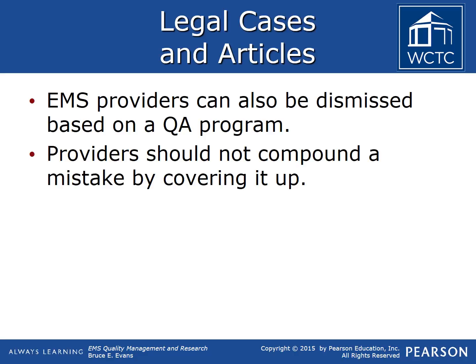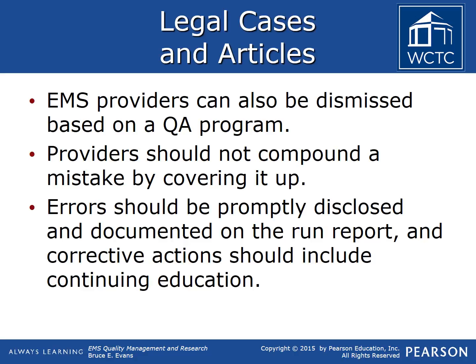With that in mind, providers should not compound a mistake by covering it up out of fear of discipline. Errors should be promptly disclosed and documented on the run report. Corrective actions should be taken, which often includes remedial training or continuing education. Failure to report such an incident is definitely grounds for discipline, which may even include termination depending on the particular facts. Something like that also sends a message that reaffirms the agency's commitment to fully supporting its quality improvement program and the need for providers to self-report when an error occurs.